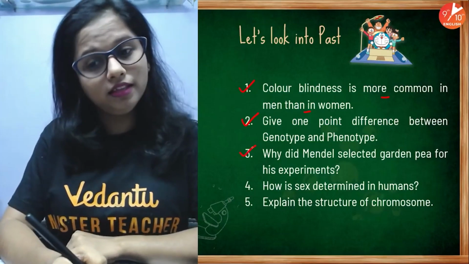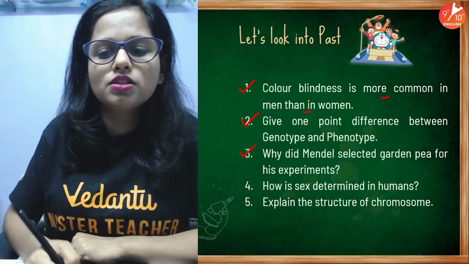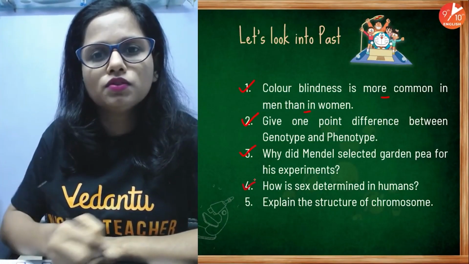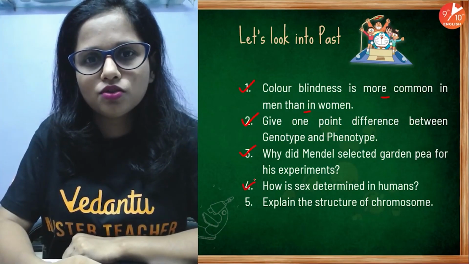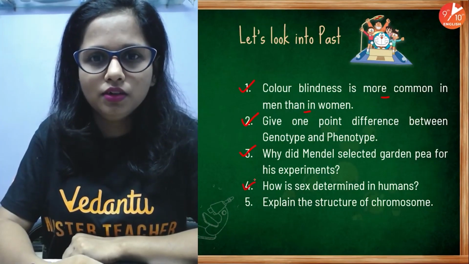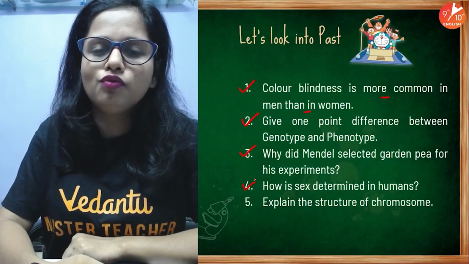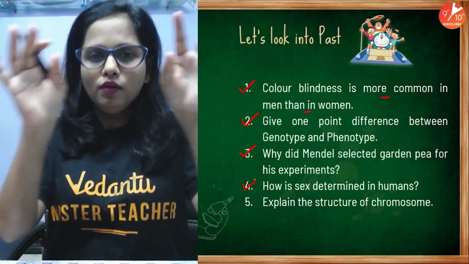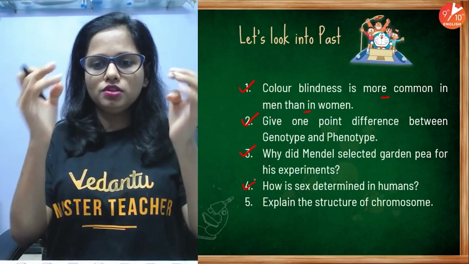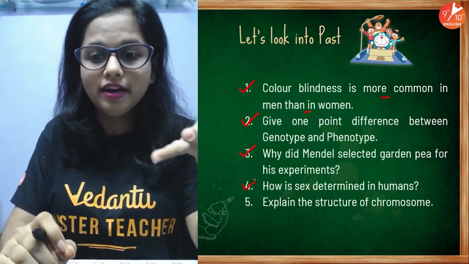Then, how is sex determined in human beings? Who is responsible for the sex of the child, father or the mother? So, formation of gametes, the fusion of gametes leading to the formation of the zygote. You have to actually show the cross and you have to justify the statement, whatever you are writing.